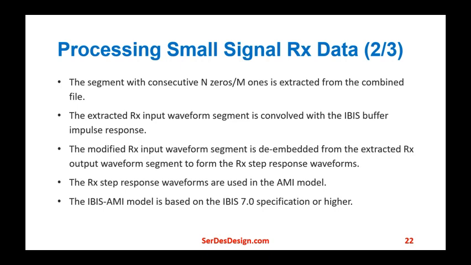The waveform segment with the consecutive N0s and M1s is extracted from the combined file. The extracted receiver input waveform segment is convolved with the IBIS buffer impulse response. The modified receiver input waveform segment is de-embedded from the extracted receiver output waveform segment to form the receiver step response waveforms. The receiver step response waveforms are used in the AMI model. The receiver IBIS-AMI model is based on the IBIS 7.0 specification or higher.